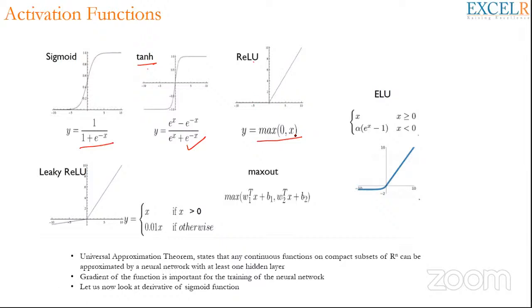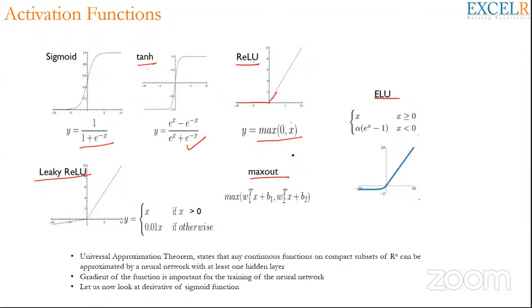That means as long as the input values are less than 0, the output would be 0. The moment it crosses 0, the value would be the same as x. Whatever the input value is, the output is the same. So that is the linear rectifier. Then we have ELU, the exponential linear rectifier, leaky ReLU, and maxout. We have different activation functions.